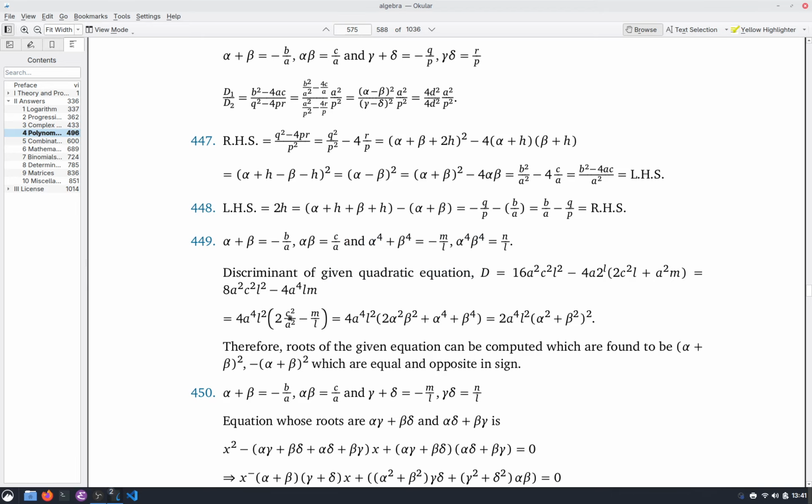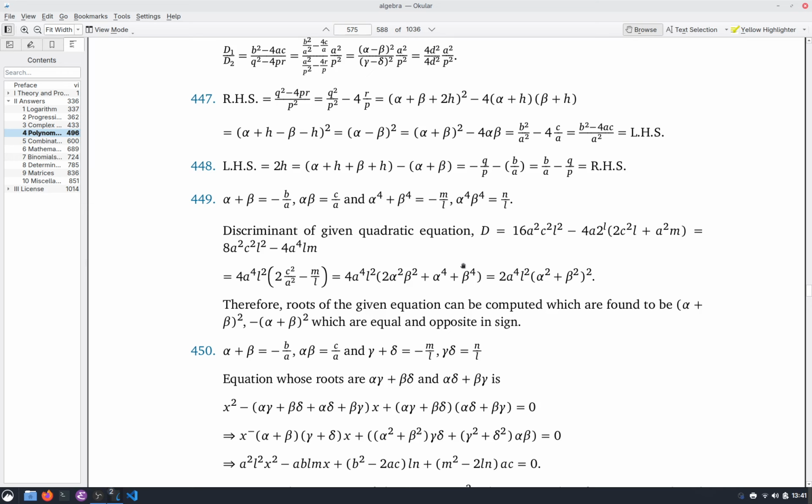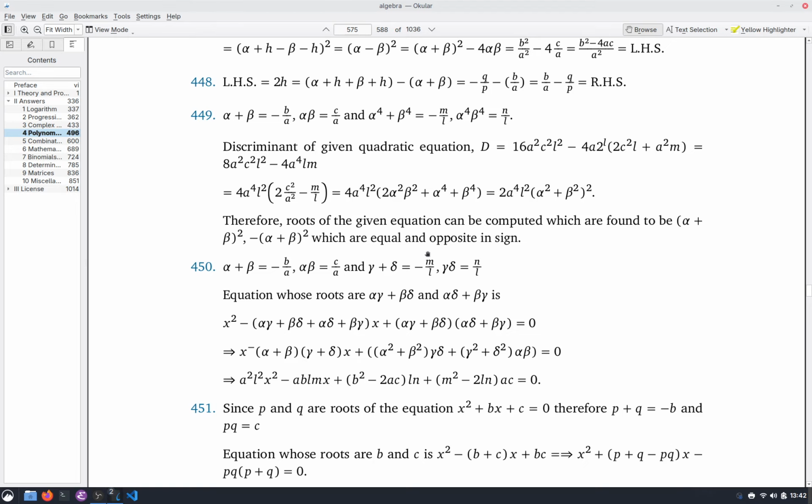And then you simply solve this, you get 2a to the power 4 l square into alpha square plus beta square whole square. Therefore, the roots of the equation which can be computed are found to be alpha plus beta whole square and minus alpha plus beta whole square, which are equal and opposite in sign.